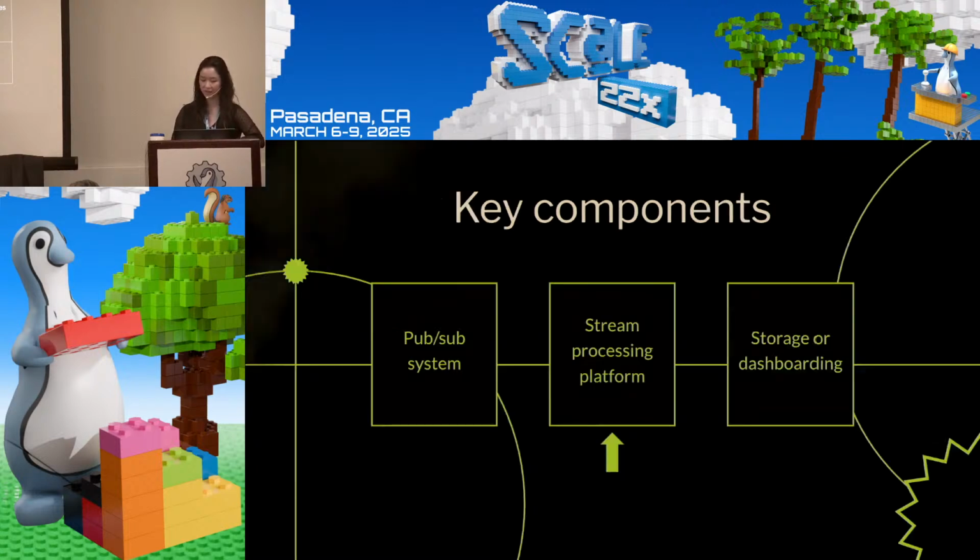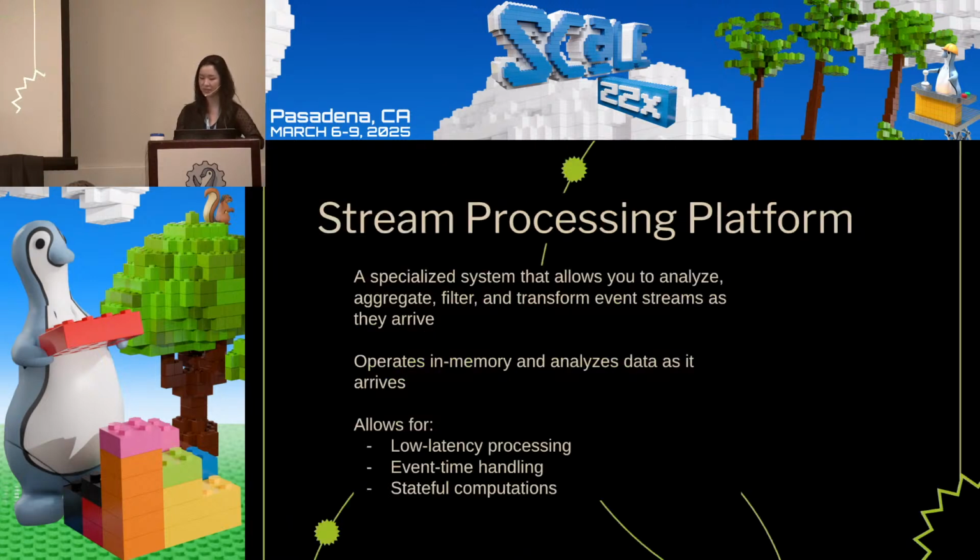Right. And then the actual processing part of the pipeline is the stream processing platform, which is a specialized system that allows you to analyze, aggregate, and filter event streams as they arrive. Unlike traditional batch processing tools, this stream processing platform is going to operate continuously without stop.